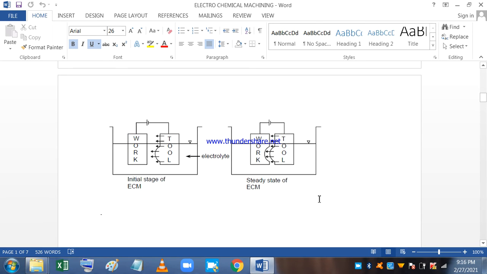The two figures here show the initial stage of ECM and the steady state of ECM. When the tool and the workpiece are brought closer together and electricity is passed, the steady state of ECM is reached.